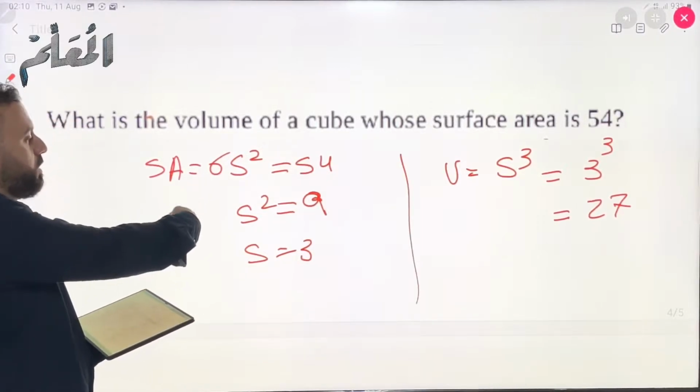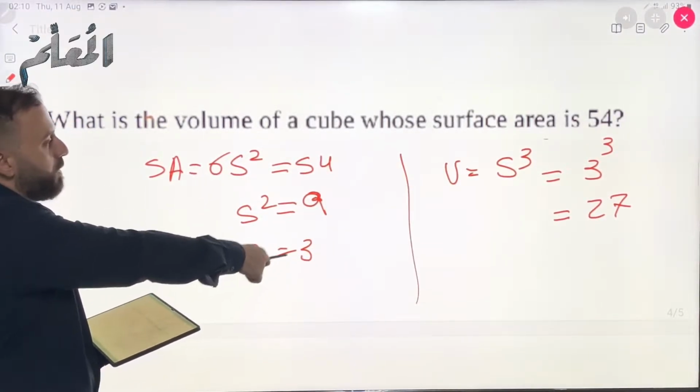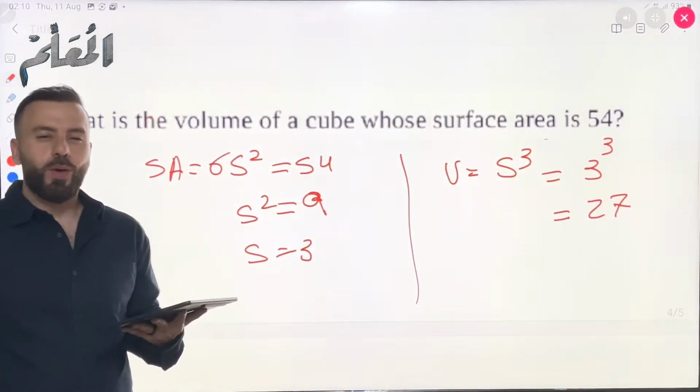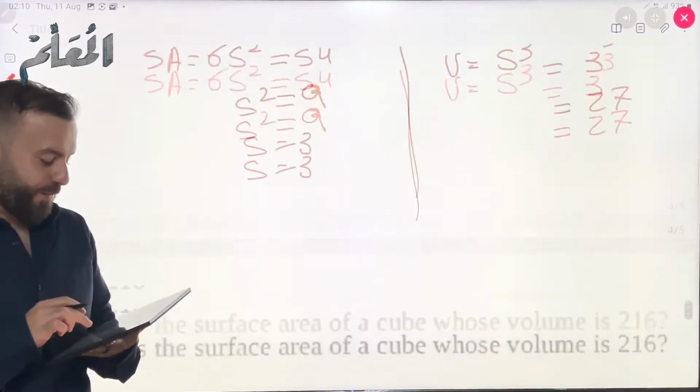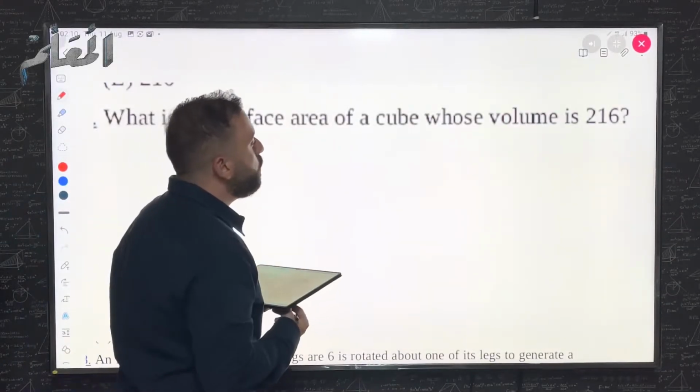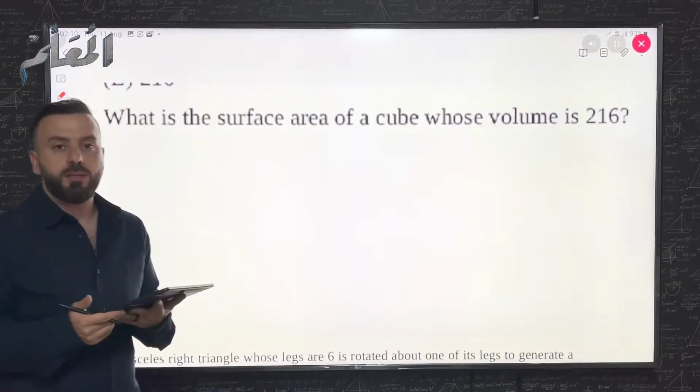So easy. Step 1, I got the side. Step 2, I get the volume. Easy. Okay? See in question 4. Question 4. What is the surface area of a cube whose volume is 216?